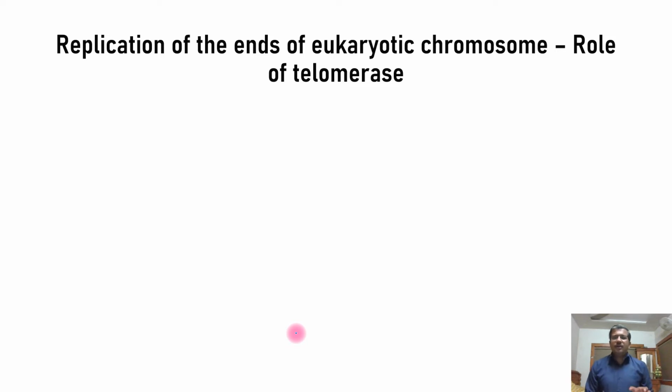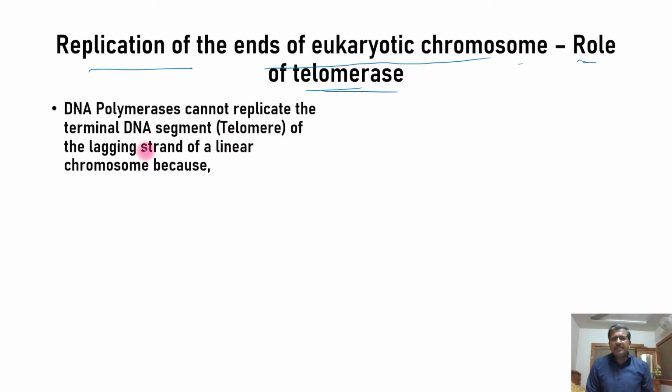So we are just discussing now the important topic of today's discussion, that is the replication of the ends of eukaryotic chromosome and how the enzyme telomerase is playing a role in that. So what is the issue with the terminal portion of the eukaryotic chromosome from being copied or from being replicated? So let us see that. So usually the DNA polymerase, this particular enzyme that is responsible for the replication, cannot replicate the terminal DNA segment. The terminal DNA segment, as we have already discussed, the term is telomere.